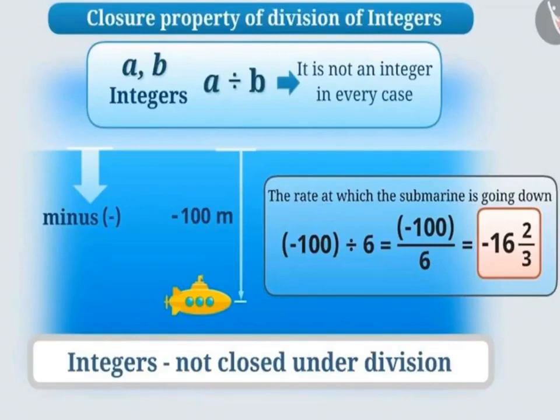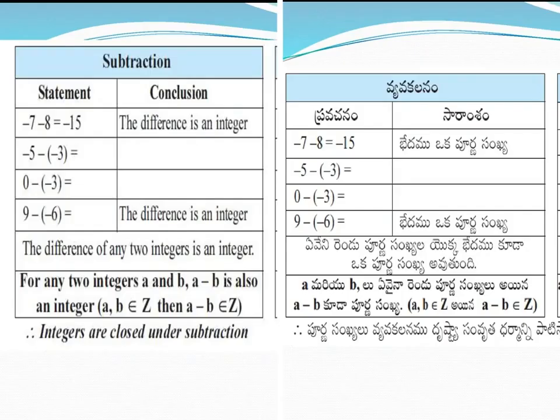We will take minus 100 as one integer, 6 as another integer. We divide 100 by 6, we will get a rational number, not an integer. So we say that integers are not closed under division. Okay students, here observe these tables and complete the empty boxes.